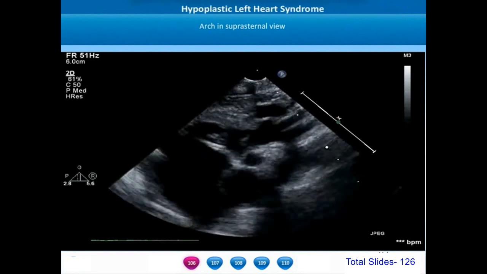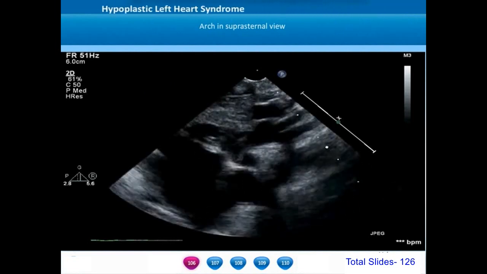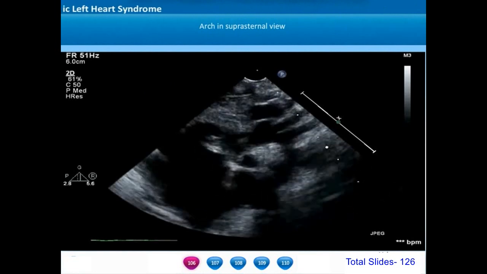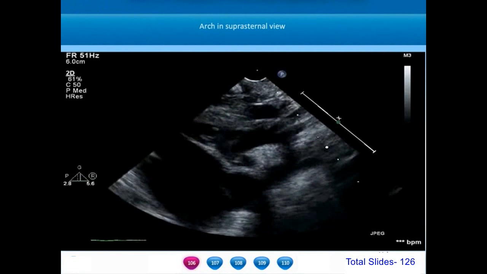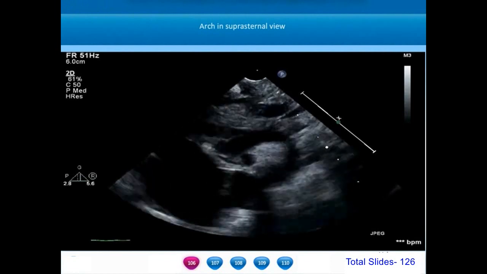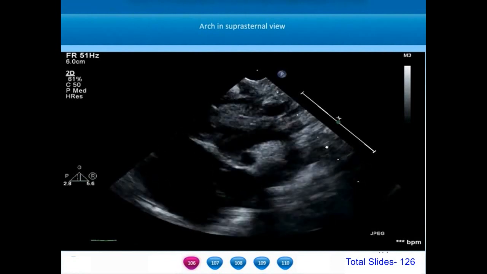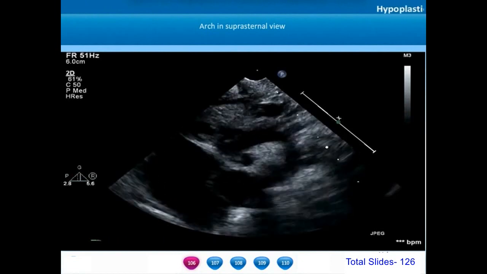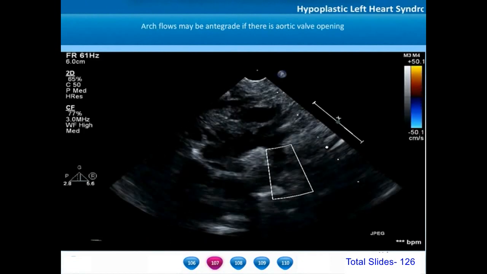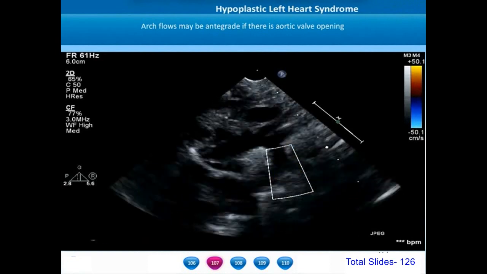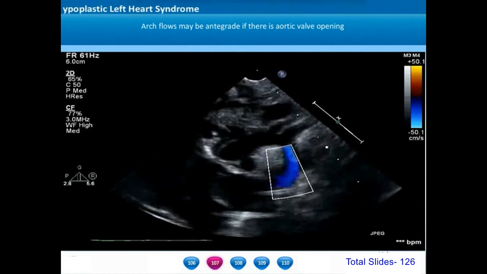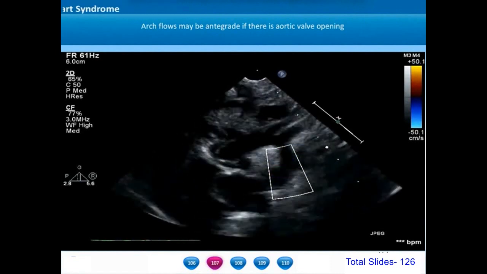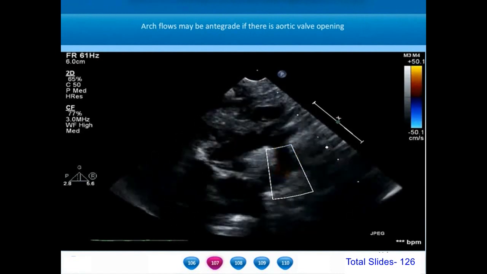This is a suprasternal view showing the long axis of the aortic arch. In this patient with hypoplastic left heart syndrome, the ascending aorta, arch, and the descending aorta are not extremely hypoplastic. When we look at the color flows in the distal arch, we can find that there is a small antegrade flow in the distal arch.